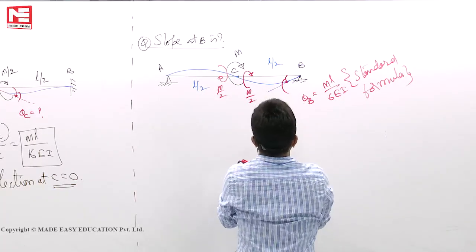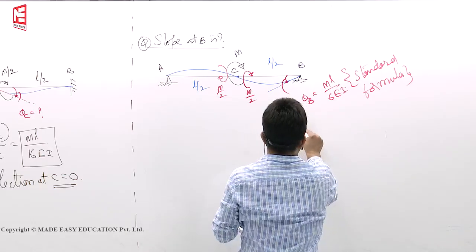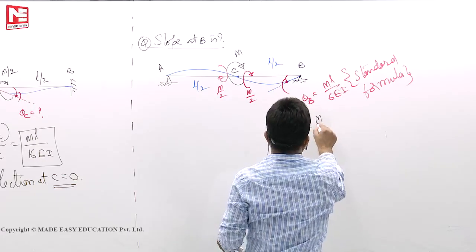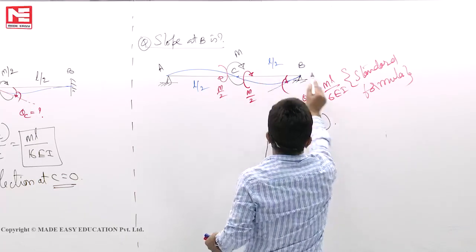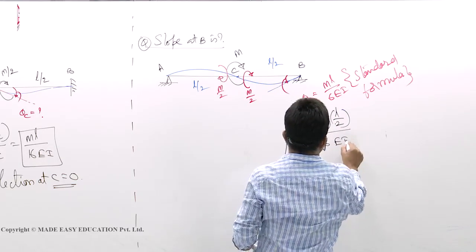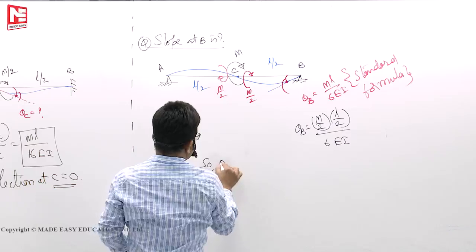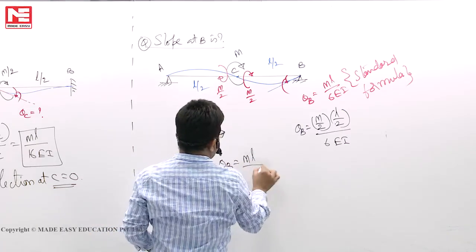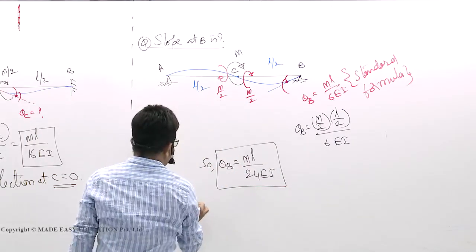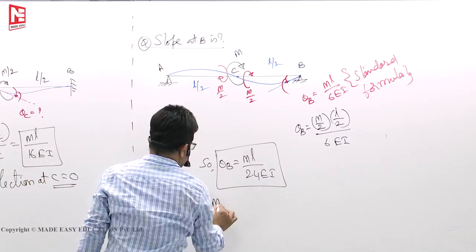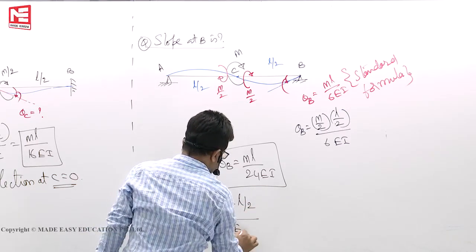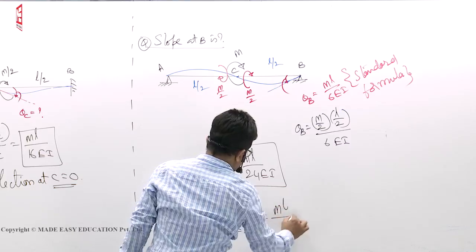Now you see what is M here? M by 2. M means this is when M is applied, but you have applied M by 2. Length is L by 2. ML by 6EI. So theta B will get ML by 24EI. If you want to find theta C, the formula is ML by 3EI. So you will get ML by 12EI.